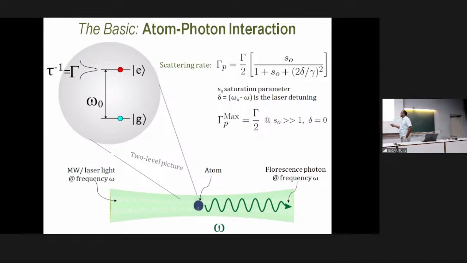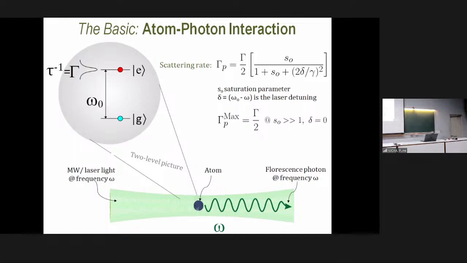An atom is generally in the ground state. If you want to excite that atom to the excited state, you have to supply this frequency from some external source. Depending on whether this frequency is in the microwave or optical domain, I have to use a laser or a microwave frequency. Then it goes to the excited state, and the atom will never stay there forever. It will decay back from the excited state to the ground state. What is this decay called? Spontaneous emission. It could also be stimulated, but that's a different thing.